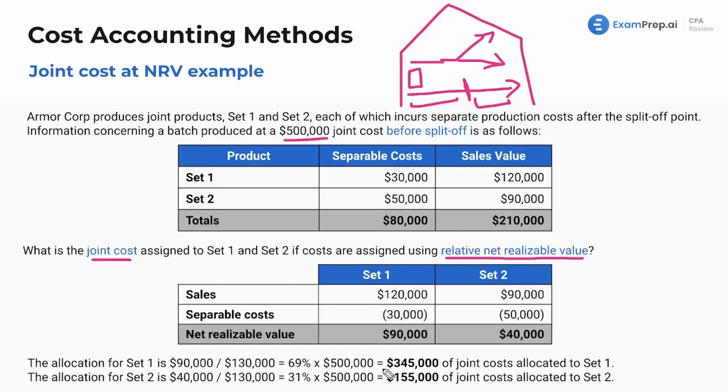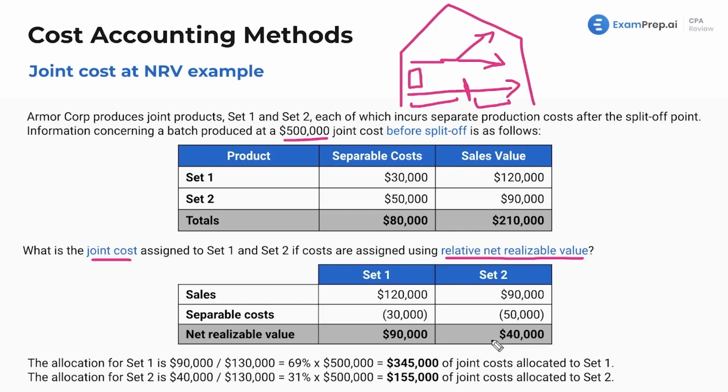So here we see how much of the joint costs are allocated to set 1, how much are allocated to set 2. These equal 500, the total amount that needs to be allocated. Same process for all of these. It's just how we are getting to what we are going to use to allocate, how we are getting to those percentages. It depends each time. In this case, we use net realizable value.